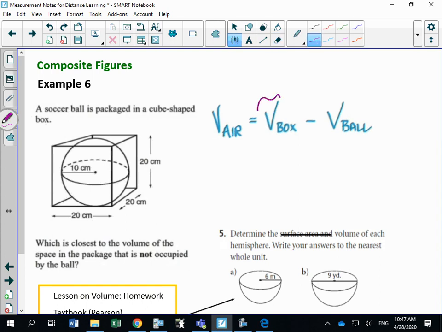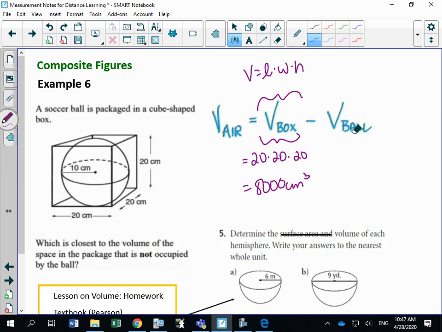So the volume of a box is length times width times height. So the volume of the box would be 20 times 20 times 20. And 20 times 20 times 20 is 8,000 centimeters cubed. That's the volume of the box.